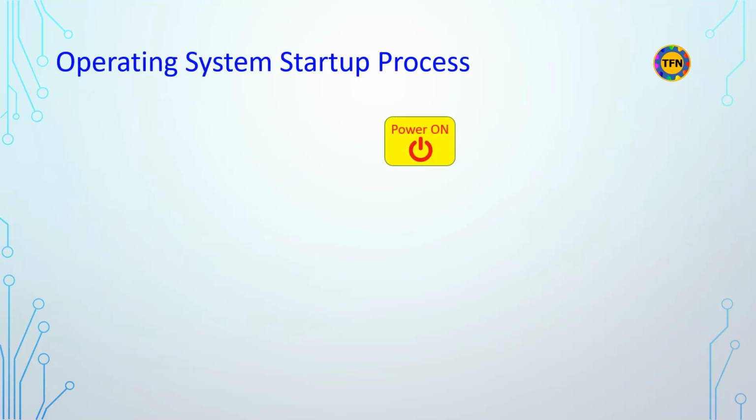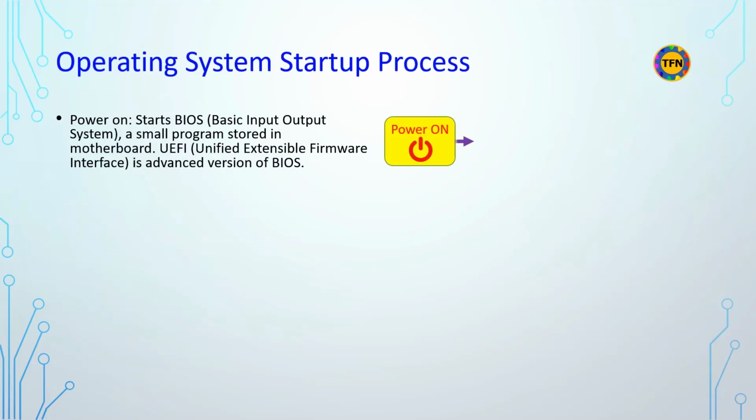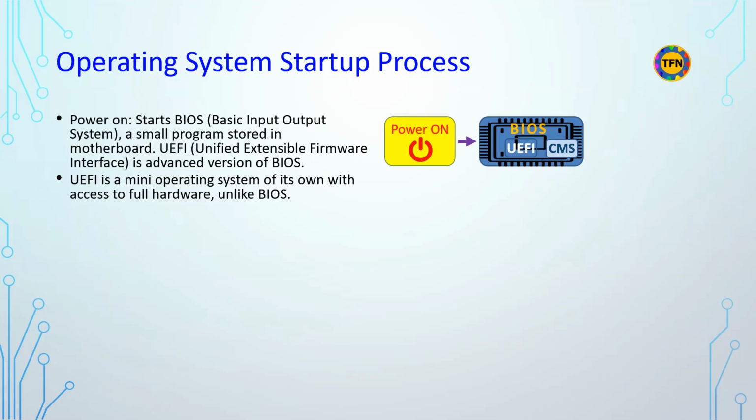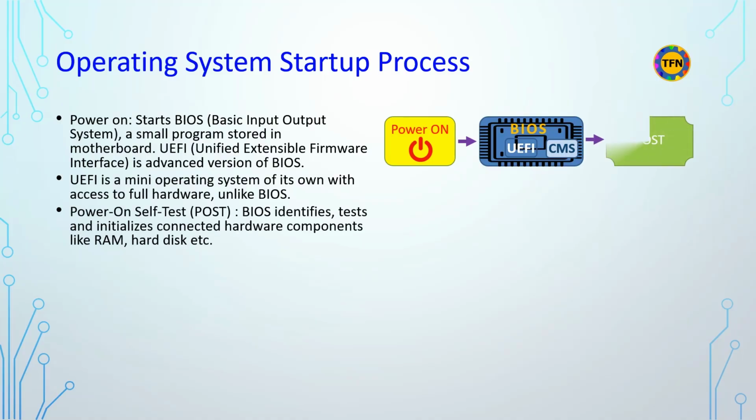A small program stored in the motherboard called BIOS, or Basic Input-Output System, starts when a PC is switched on. UEFI, or Unified Extensible Firmware Interface, is an advanced version of BIOS. UEFI can access full hardware while BIOS can't control even a mouse. BIOS identifies, tests, and initializes connected hardware components such as keyboard, RAM, and hard disk during the power-on self-test, or POST.